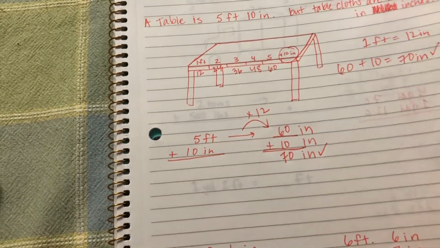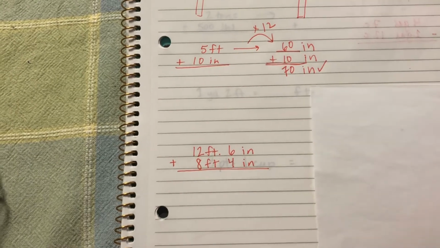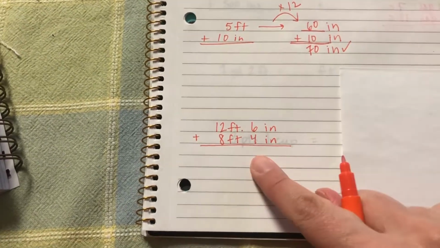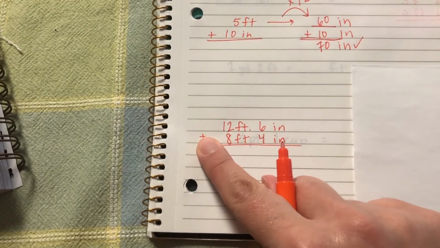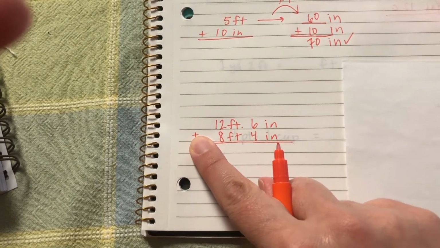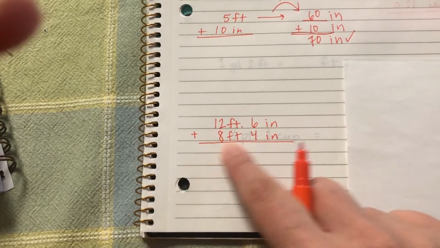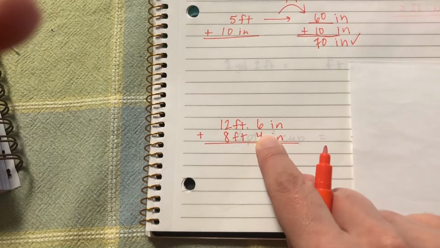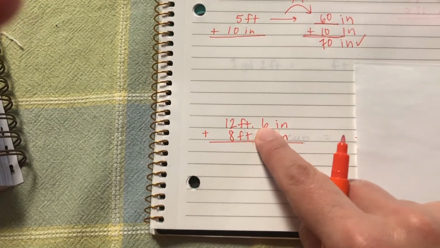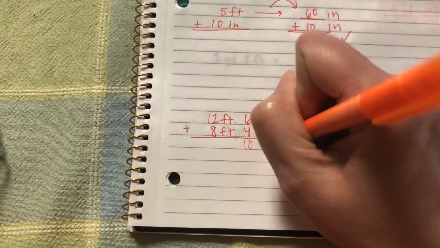Okay, let's look at the next one. Let me go ahead and cover this other one up. So this one we're adding, so make sure you know what you're doing first. We're combining some measurements. We have 12 feet 6 inches, and then we have 8 feet 4 inches. Okay, so I have to add the inches and the inches first. So 6 inches and 4 inches. 6 and 4 is 10, so that is 10 inches.